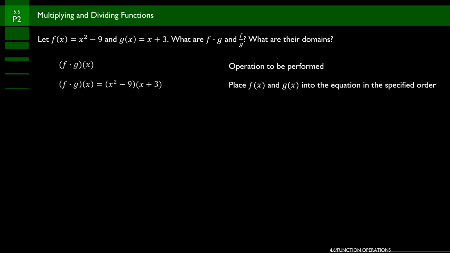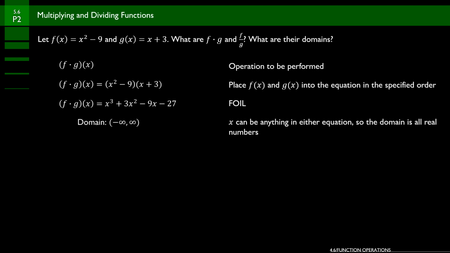Well, you've got a binomial times a binomial, so that tells us to FOIL. So we work that through, we get x cubed plus 3x squared minus 9x minus 27. This time we don't have any radicals, we don't have any fractions, so there are no restrictions on the domain, so we get a domain of negative infinity to infinity.